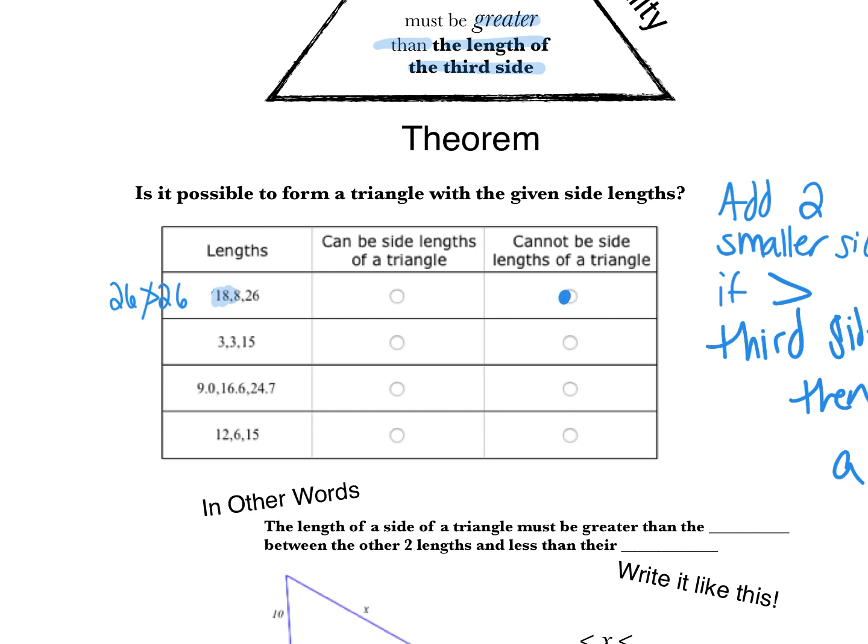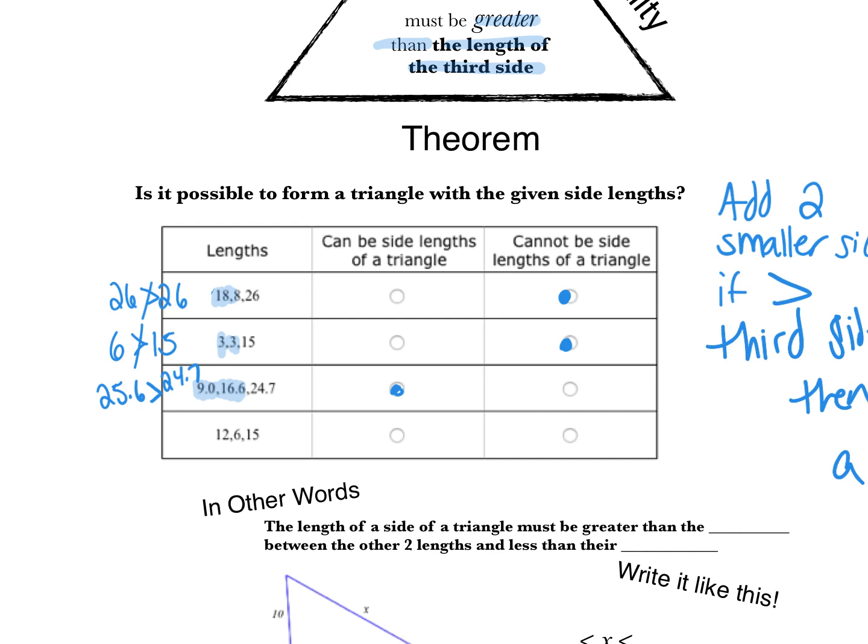If I look at the next one, the two smaller sides are 3 and 3. Well, 3 and 3 together make 6. And 6 is also not greater than 15, so this is not the sides of a triangle. In the next one, I've got some decimals that I'm dealing with, so I'm going to take 9.0 and add 16.6 to that, and that would be 25.6. And that is indeed greater than 24.7, so this is your first example of sides that can be a triangle.